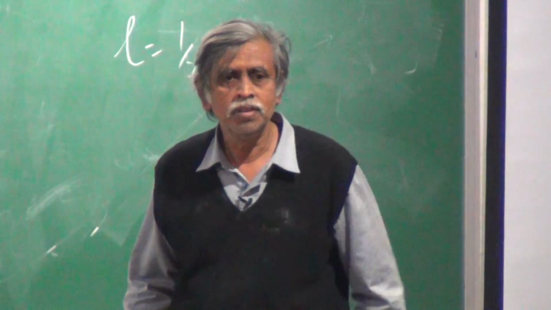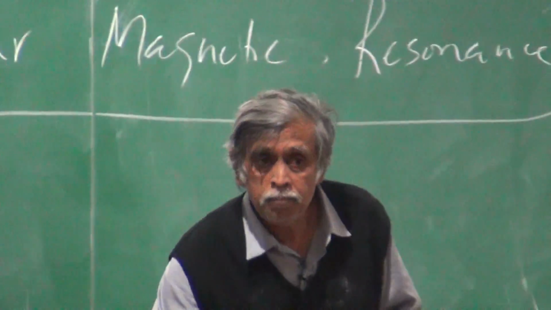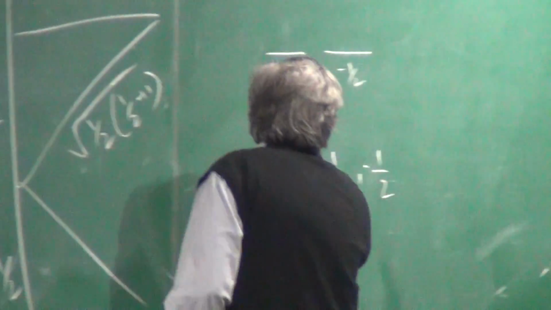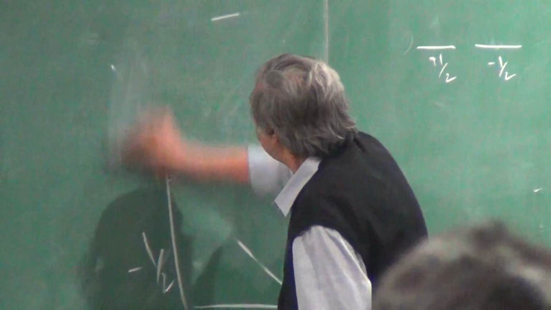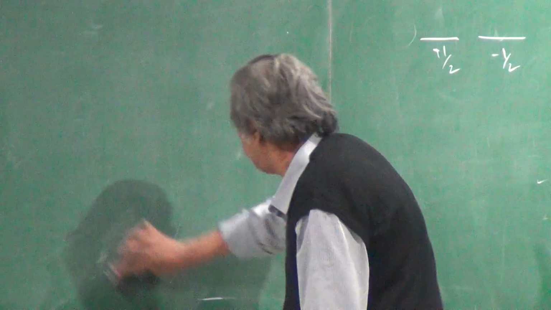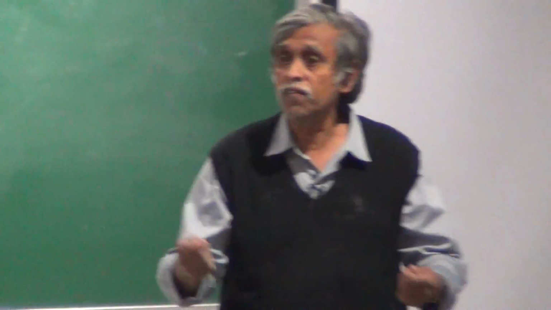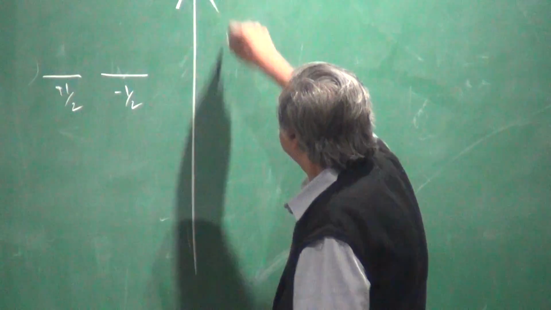Now what do you do? I apply a magnetic field to it. And that's where the NMR experiment is very different from your other experiments. I apply a field, and when I say I'm going to apply a field, I will choose a direction in which the field is applied. And let's say I choose some direction.